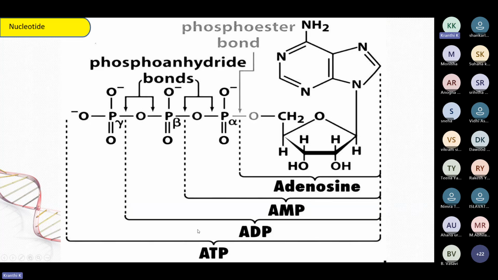What do you mean by ATP? ATP means it contains the three phosphates along with adenosine. What do you mean by adenosine? It is a nucleoside which contains a nitrogen base as well as a sugar. So what is this? This is the nucleotide. Clear?